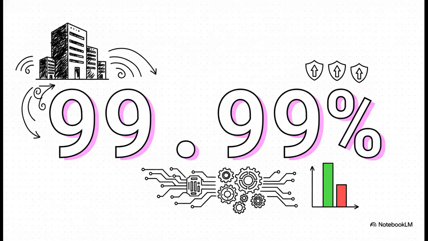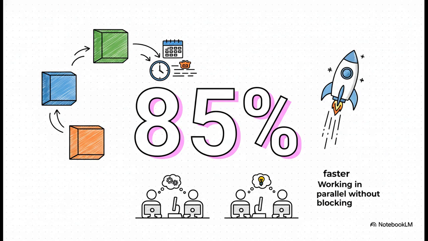Payment systems built with these asynchronous patterns achieve 99.99% uptime. Your traditional architectures often top out around 97.5%. That might not sound like a huge difference, but trust me, that translates to hours of very expensive downtime every single year. And it makes you faster.